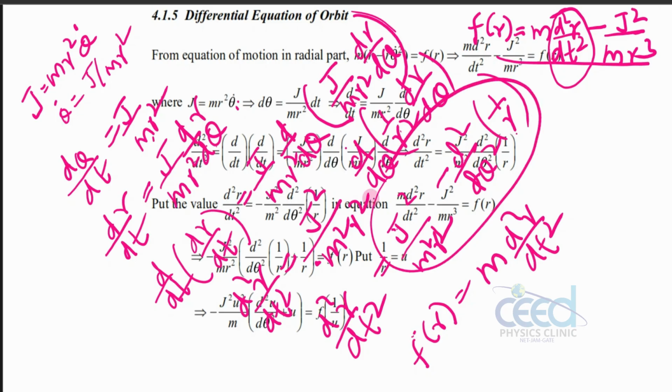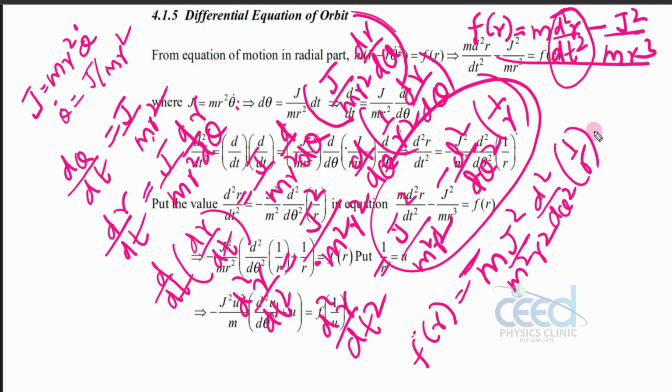Then what I can write? m into this part, I am writing j square divided by m square r square, right, into this minus, become here d square by d theta square of 1 by r, right, 1 by r, alright, minus this part j square by m r cube, right?